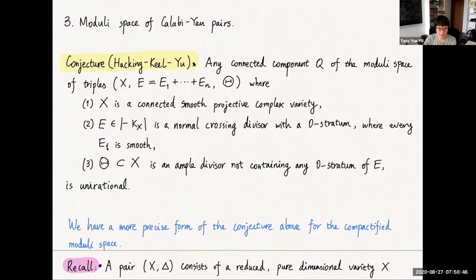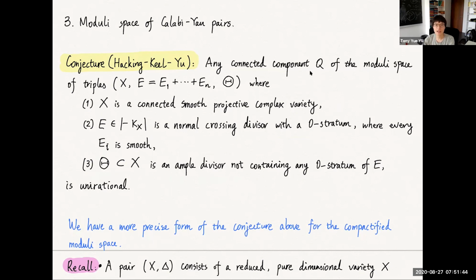So concerning the moduli space of Calabi Yau pairs, in the preprint by Paul Hacking, Sean Keel, and myself, we make the following conjecture. We conjecture that any connected component Q of the moduli space of triples X, E, which is the sum of E1 to En, and theta, where X is a connected smooth projective complex variety, E, living in the anticanonical class of X, is a normal crossing divisor with a zero stratum, where every component Ei is smooth, and theta is an ample divisor not containing any zero stratum of E.